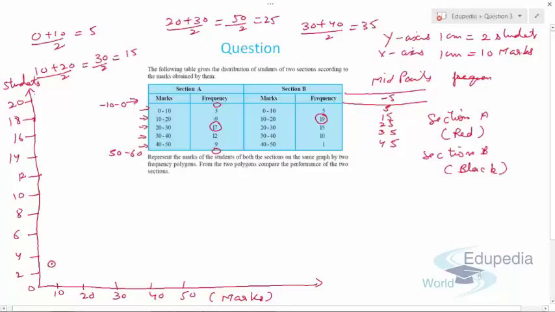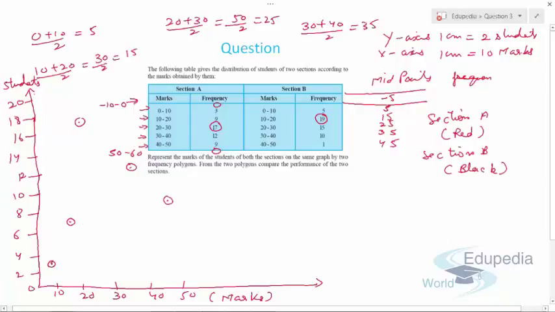Then for 15 the frequency is 9, so this will come somewhere over here. Then for 25 the frequency is 17, so this will come somewhere over here. Then for 30 to 40, which is midpoint 35, it is 12. Then for the data point 45, the frequency is 9. So this is the point, right?